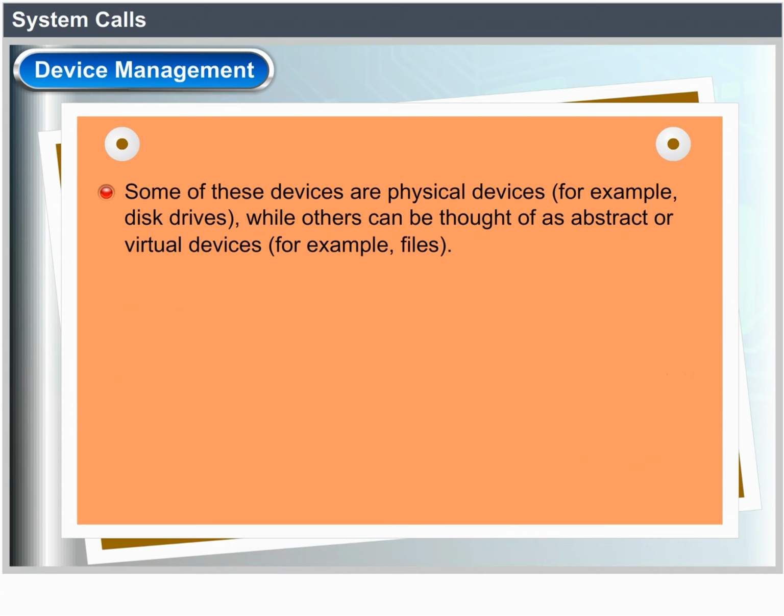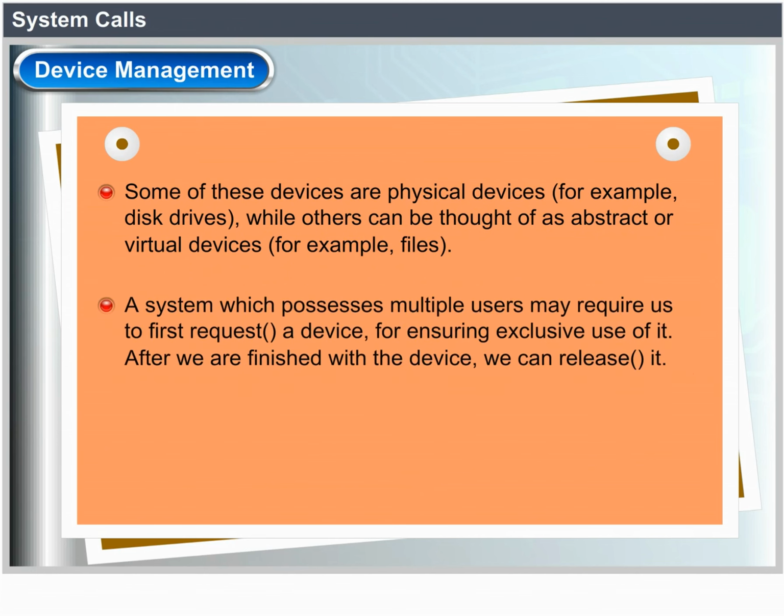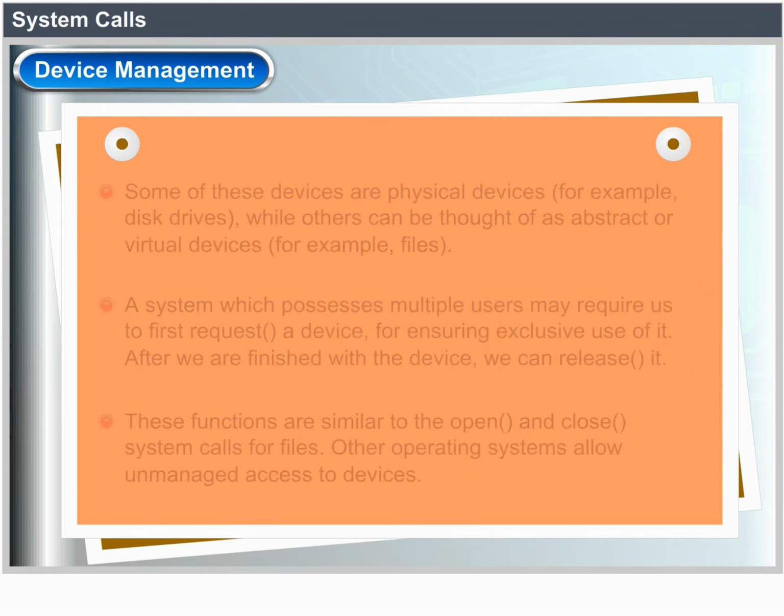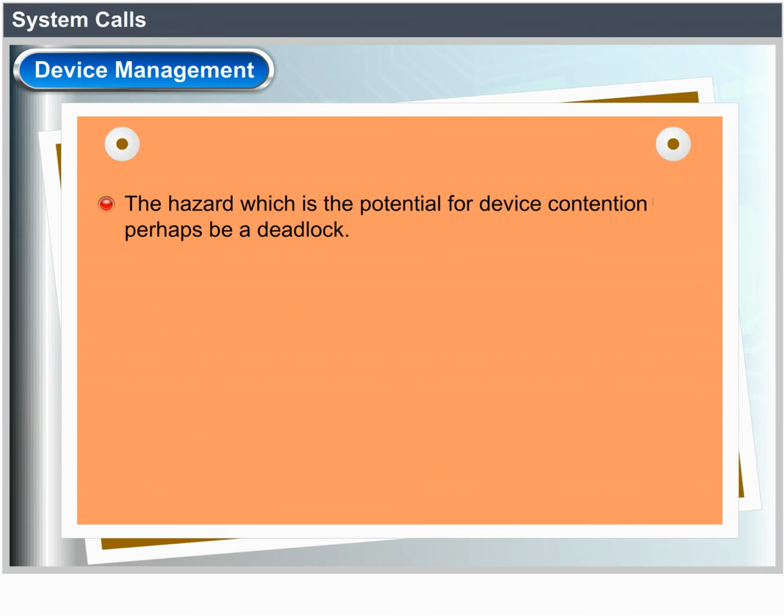A system with multiple users may require us to first request() a device to ensure exclusive use of it. After we are finished with the device, we release() it. These functions are similar to the open() and close() system calls for files. Other operating systems allow unmanaged access to devices. The hazard, then, is the potential for device contention and perhaps deadlock.